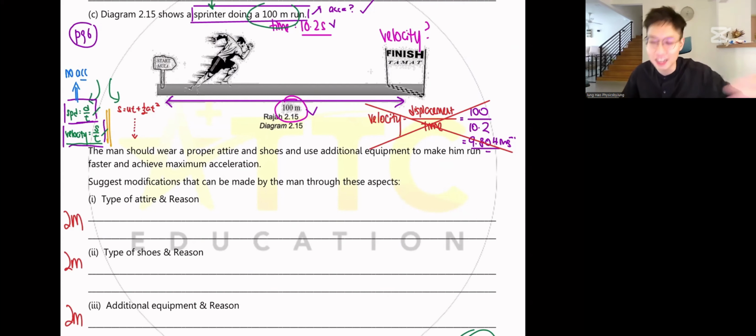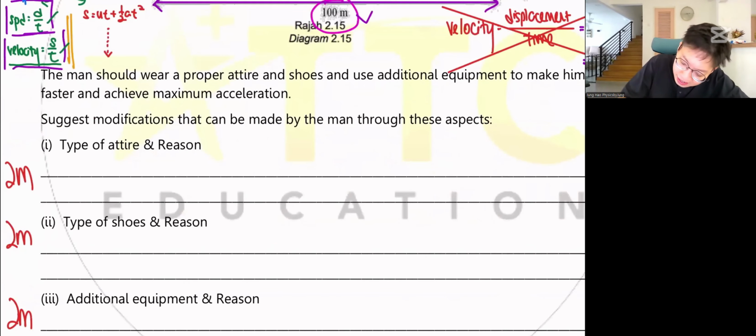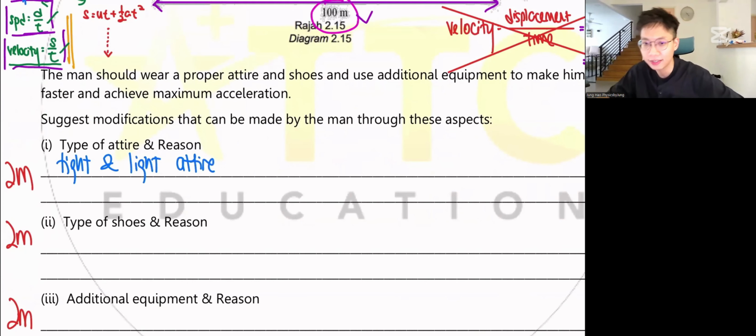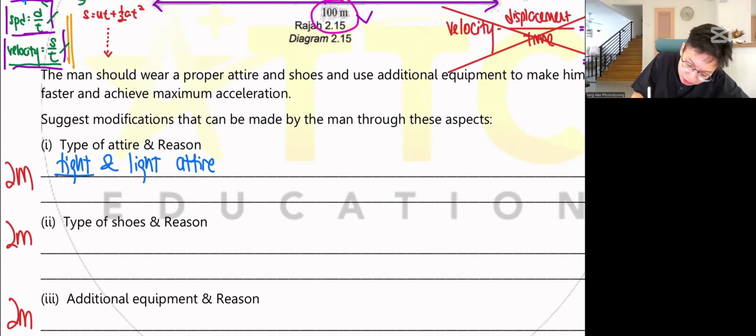You don't say they wear aerodynamic. Aerodynamic is a shape. You cannot say wear aerodynamic, it sounds a bit weird. The proper way to say this is that they have to wear tight and light attire. The tight to me is more important.